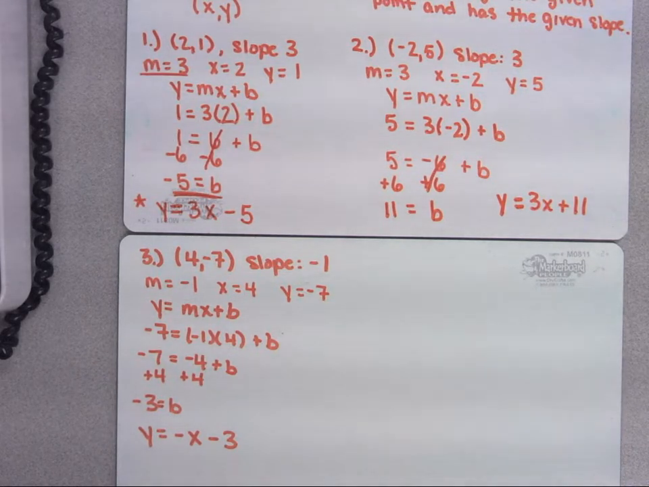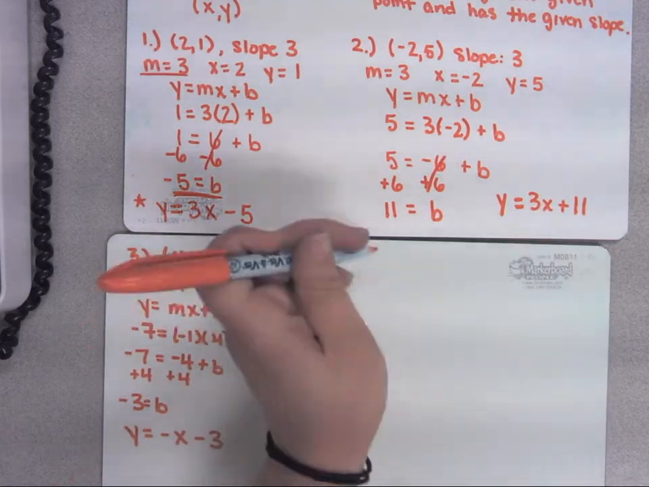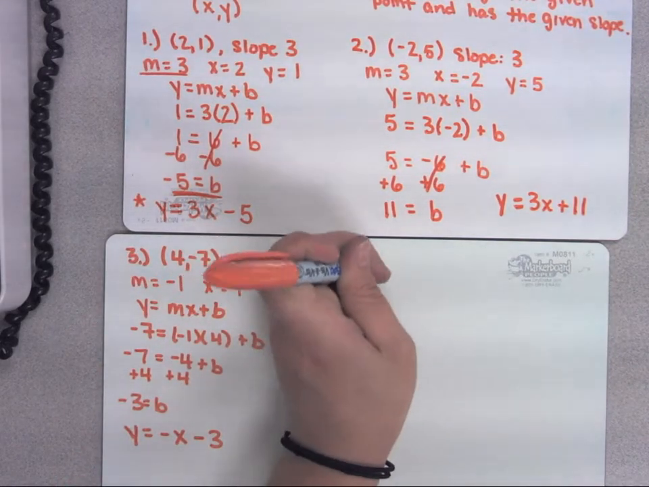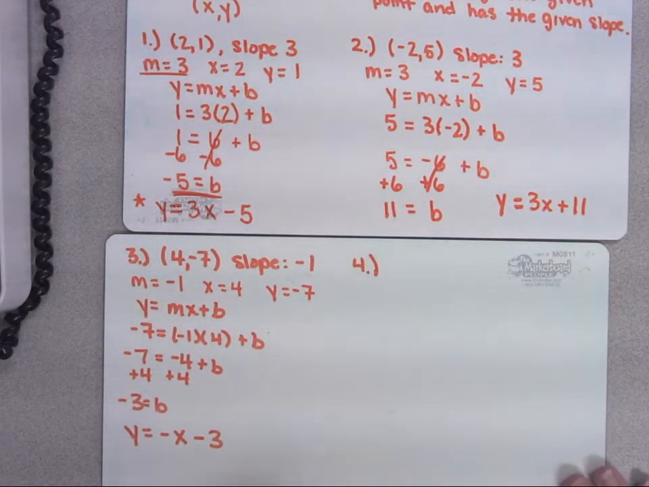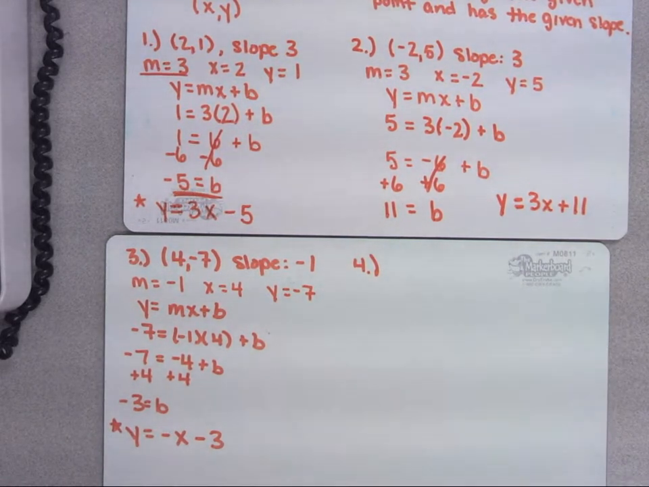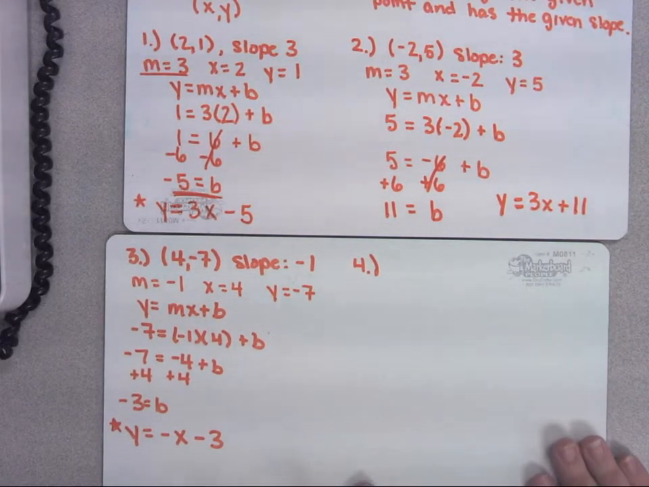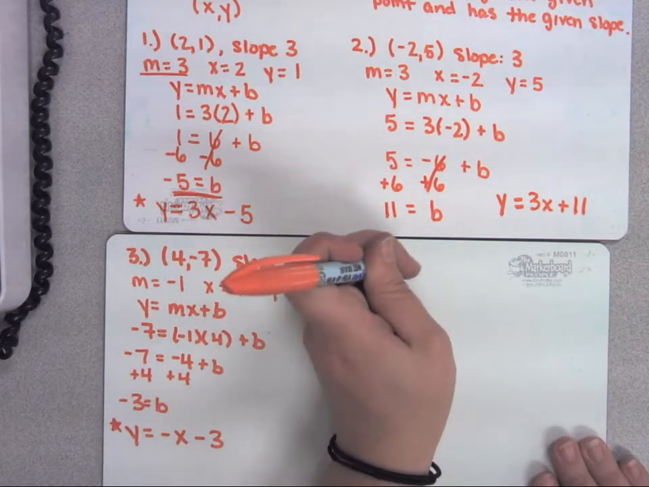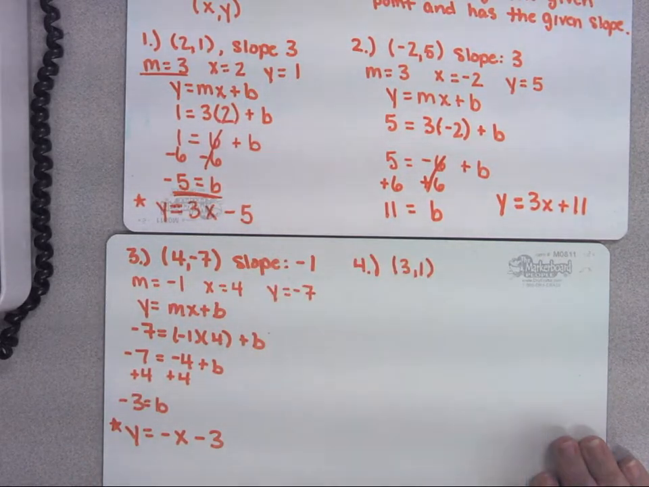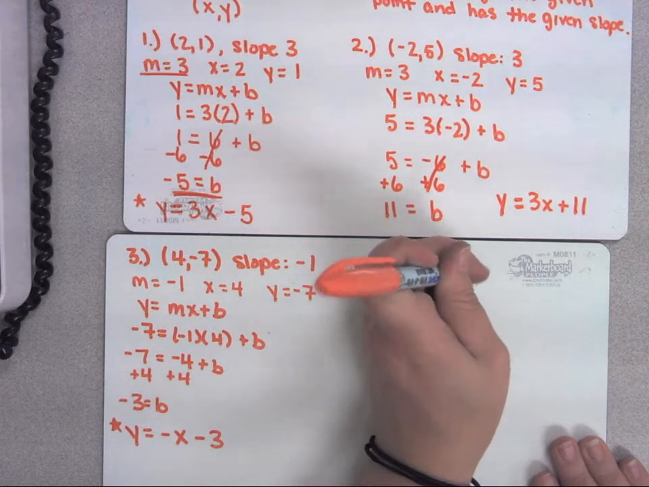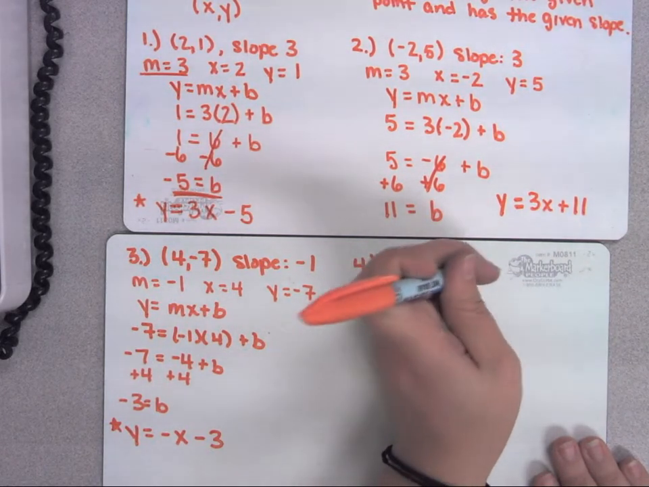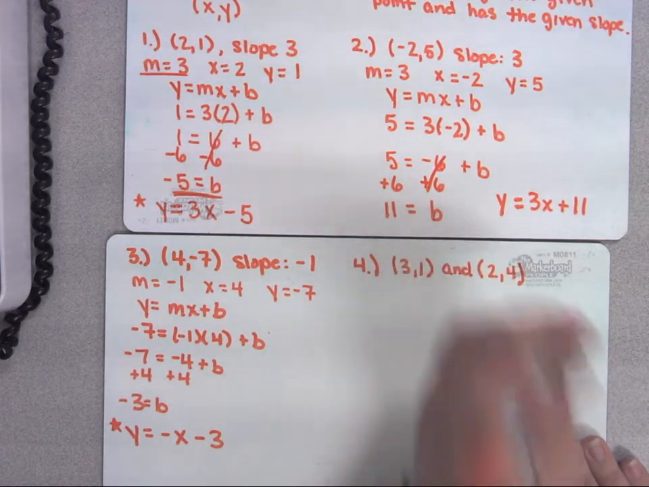Okay, so that's not hard really, right? But they gave us our point, they gave us our slope, that's not so bad. But what if we're doing a problem and it's still basically the same instructions. We still have to do this in the end, find an answer. But this is what they give us. It just looks different to start. It looks like this. 3, 1, and then they write the word and. Then they give us a second point, like 2, 4.